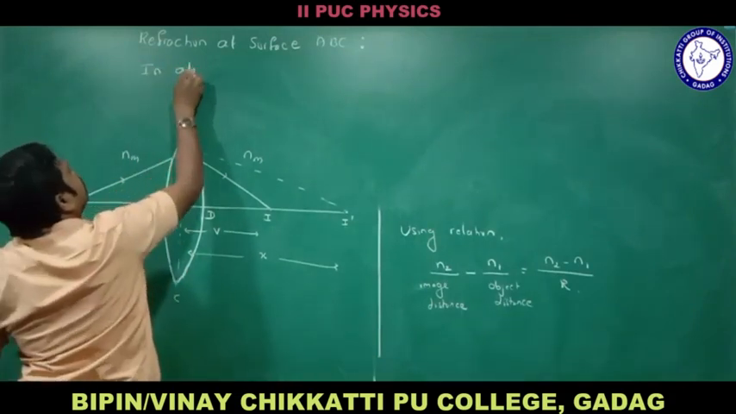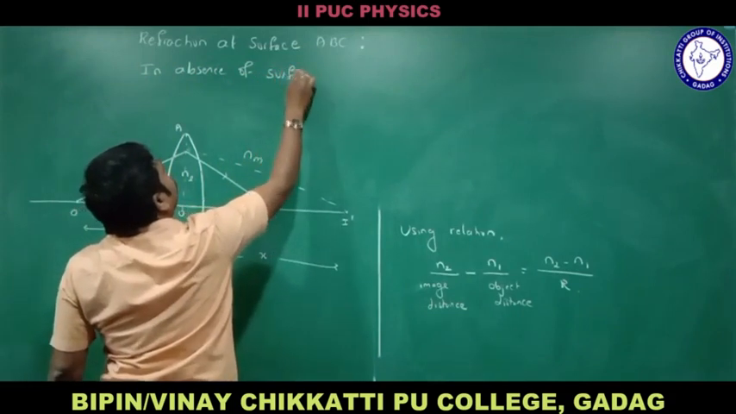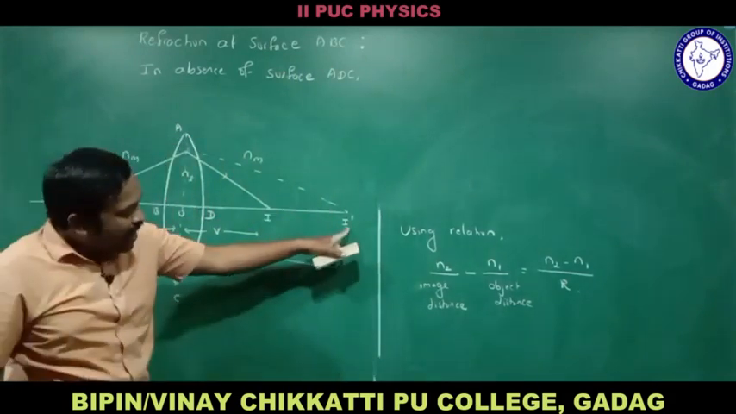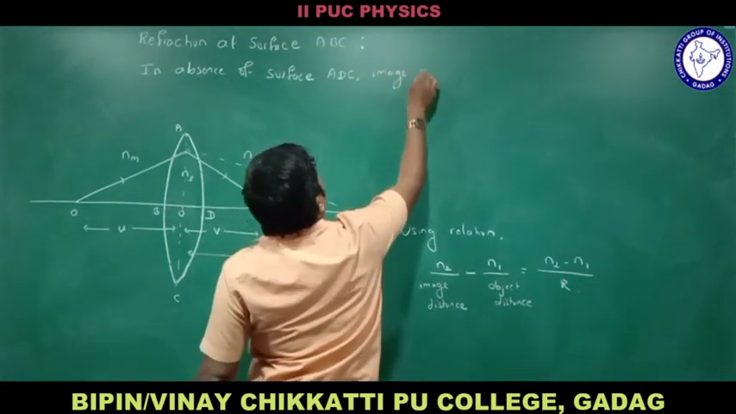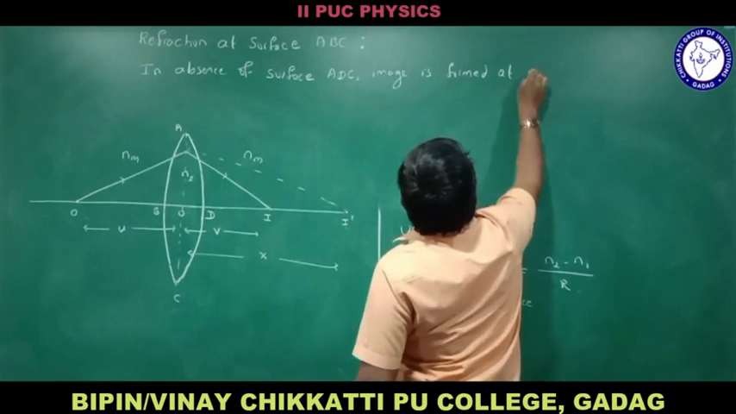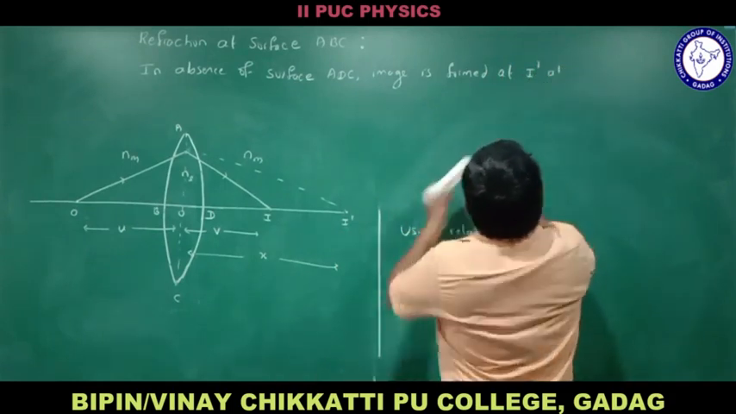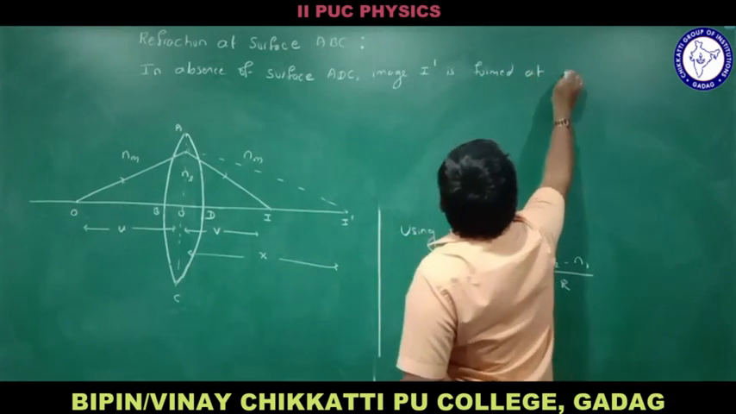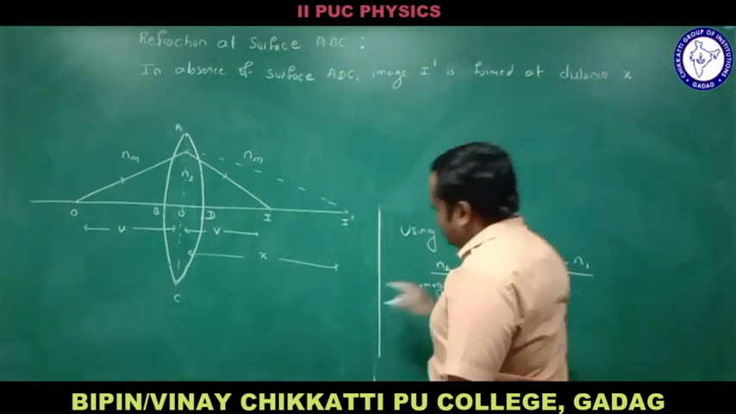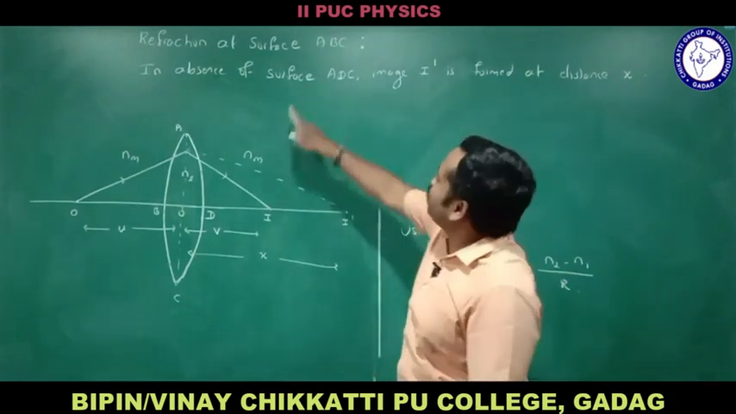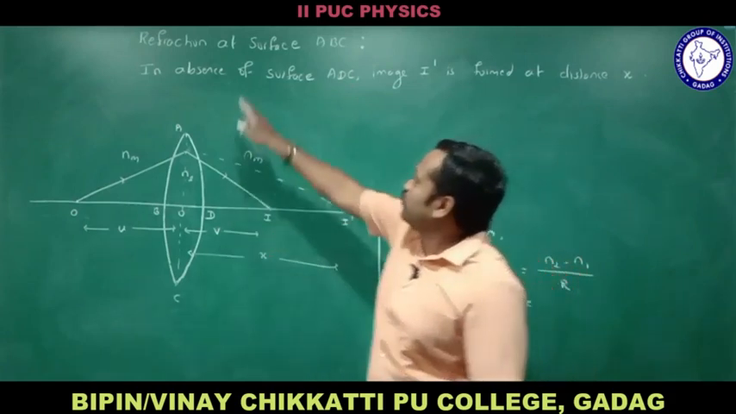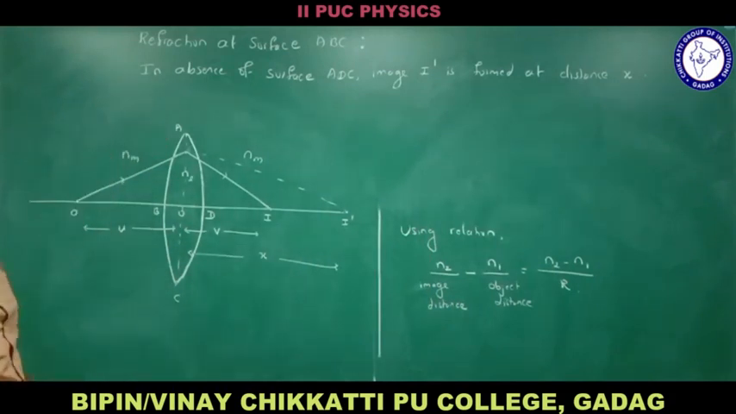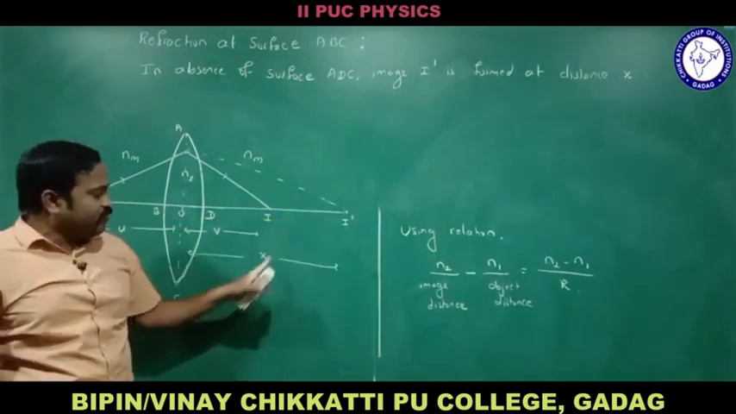If it is only ABC, what happens? Let me check. In absence of surface ADC, where is the image actually formed? Image is formed at I dash. Image I dash is formed at a distance X if there is no second surface ADC. That is what I am discussing: first, refraction at surface ABC. So in absence of surface ADC, image I dash is formed at a distance X.